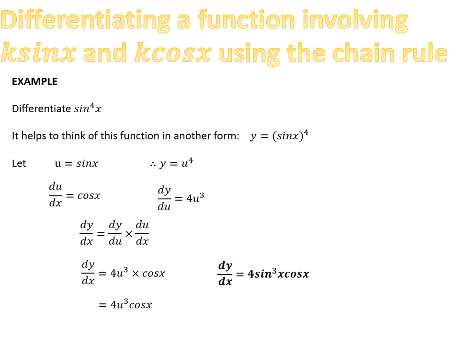Okay, and obviously there's a couple of ways of writing that. You could have put the cos x in between, but 4 sine cubed x cos x is what you're looking for as the derivative of sine to the power of 4 of x. Okay, so I'd recommend using the chain rule as I've done it here, but if you want, you can find a shortcut. But I think for this one, a lot of people would forget to multiply by the cos x.